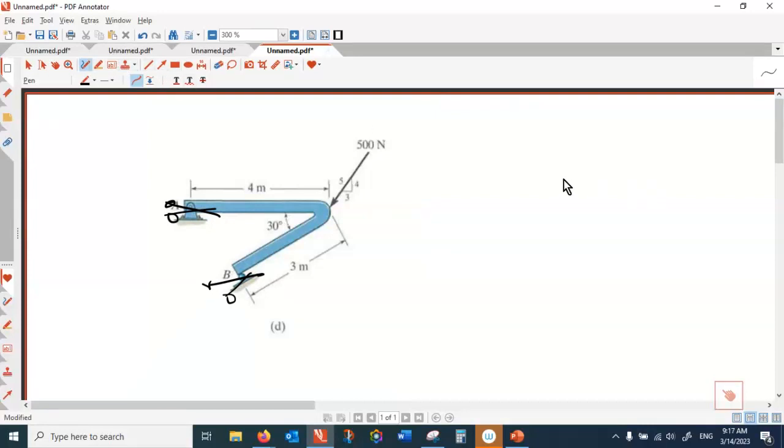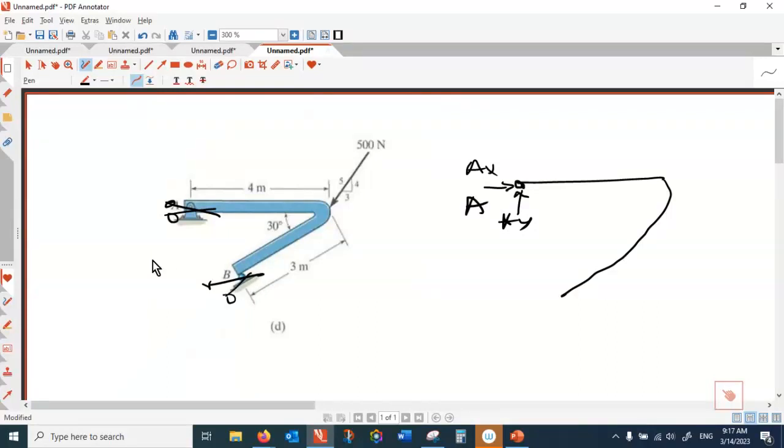So when I release it at A, it is a pin support. It resists against the horizontal and vertical movement. So I include two forces, AX and AY. And B.